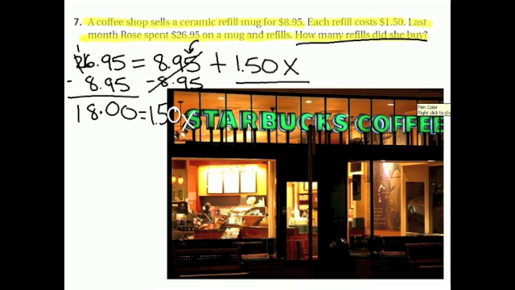So what we need to do is divide that by the 1.50. And the $18 on this side, divide by 1.50. Again, we're doing the opposite. That will cancel that out and leave us with just x. So what we need to do is figure out how many times can $1.50 go into $18.